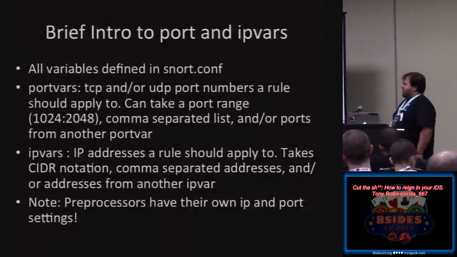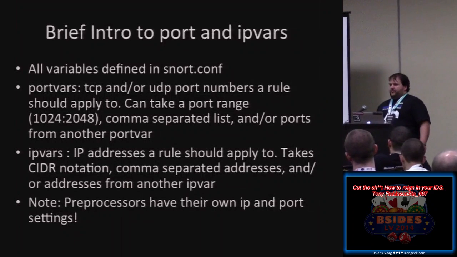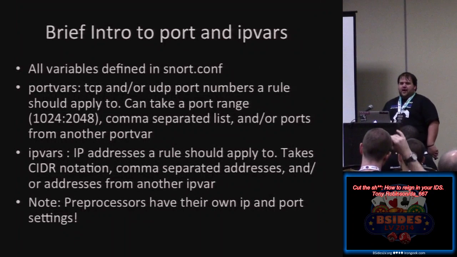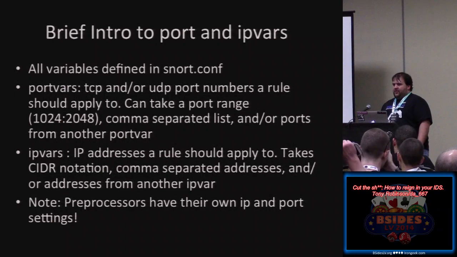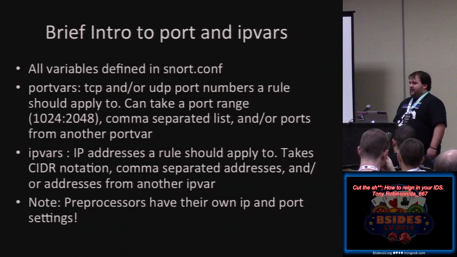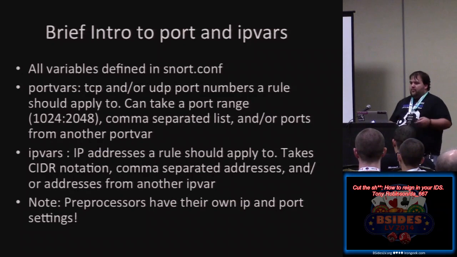So, having covered placement, we're going to go briefly into IP variables and port variables. These are in the snort.conf file that pretty much is the brains behind Snort. It tells it how to function, what IP addresses are, and what ports go where. I saw a lot of hands go up. You all should know what this is.